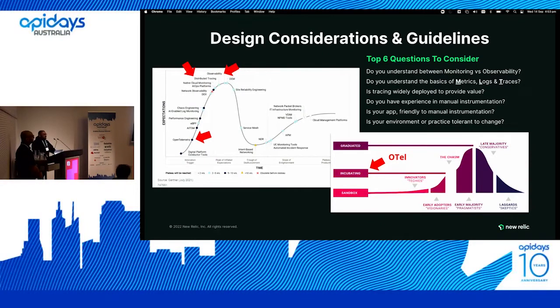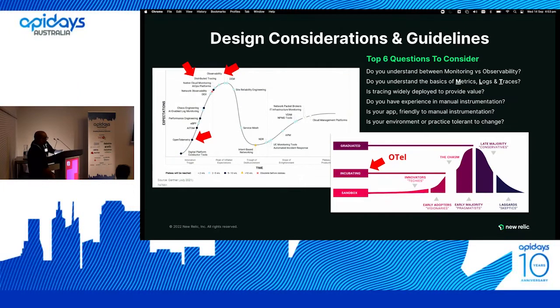Is the app actually easy to instrument? Is it friendly for custom instrumentation? Or do you not really have access to the source code? And is your environment tolerant to change? Right? So these are all questions you have to ask when you're investigating, should I go down the path of OpenTelemetry for my observability strategy, or should I use something that's available already and off the shelf, something that's mature like New Relic?